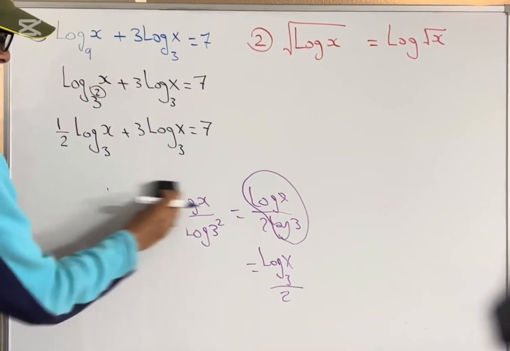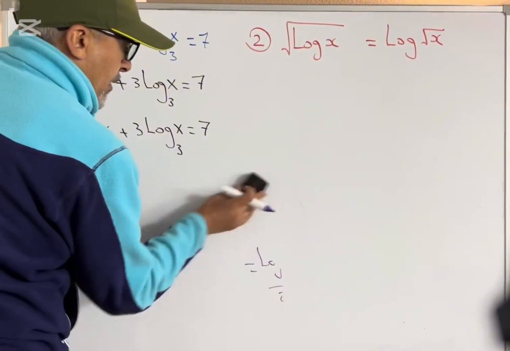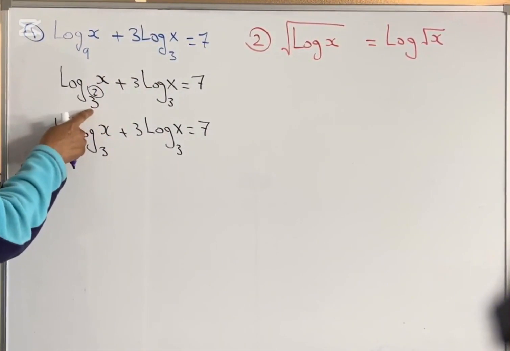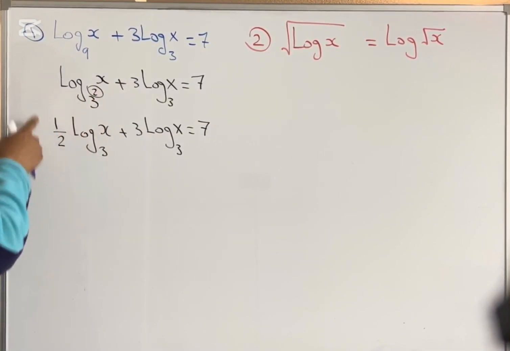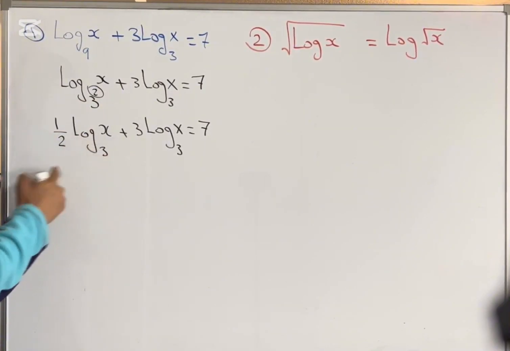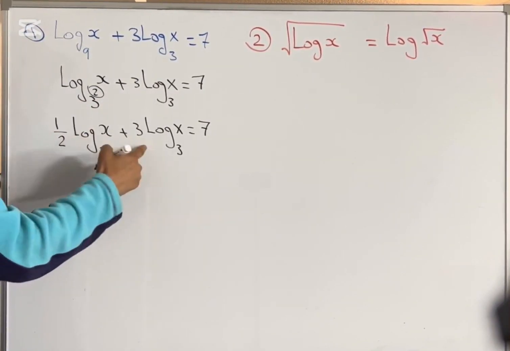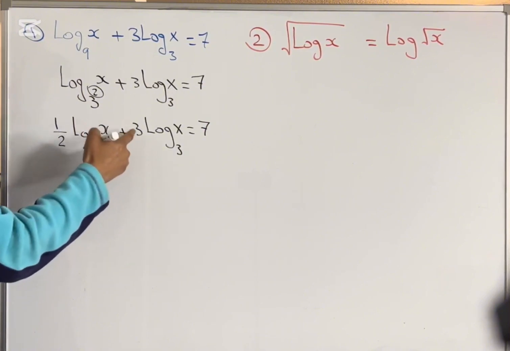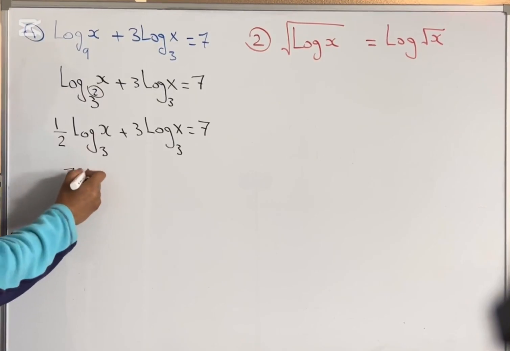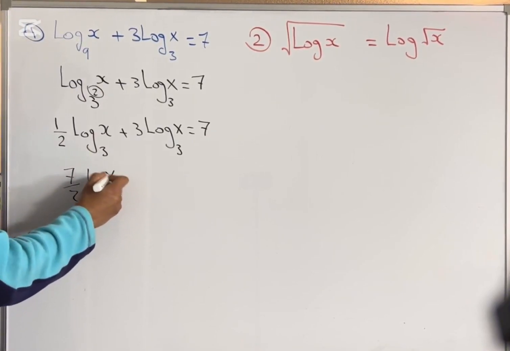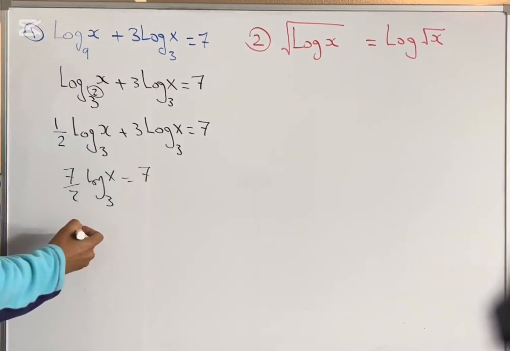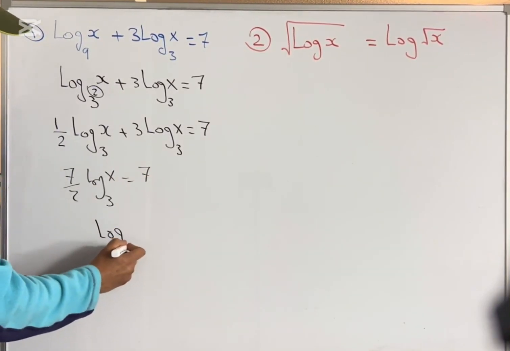So that's how you know that you could do that all the time, changing the base to 3 to the power of 2, and then that 2 becomes 1/2 in front of the log base 3 of x. Now here these are like terms, so half plus 3, that's the same as 6 over 2 plus 1 over 2. So that will give me 7/2 log base 3 of x equals 7. It gives me log base 3 of x.